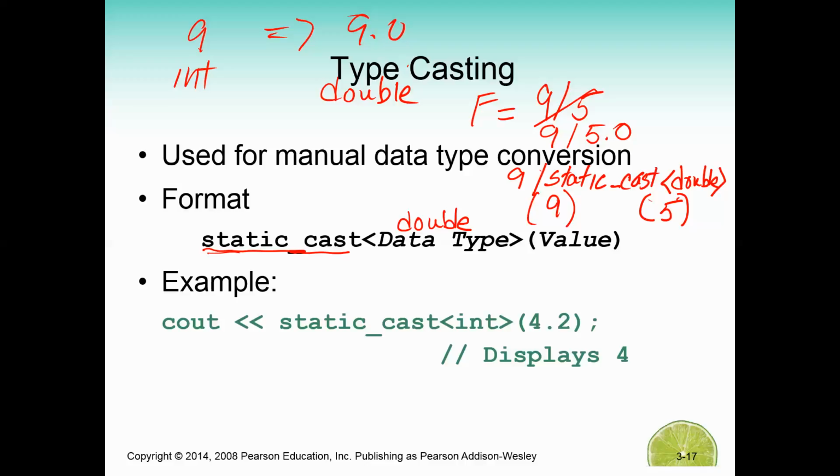In the example that they are giving us here, they are using the static cast for a cout. We were using it for a formula, and they are using it now for a cout. That means we can use it either way, right? We can use it in an assignment operator, we can use it in a cout. So here we have static cast, I want to change it to an INT, and right now it's a double. So this one, the 4.2, is going to display as a 4 because the 0.2 is going to be truncated.